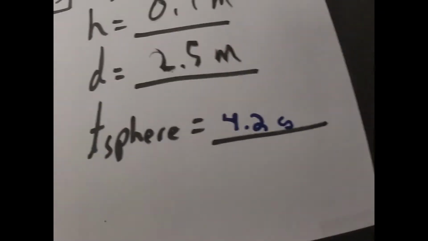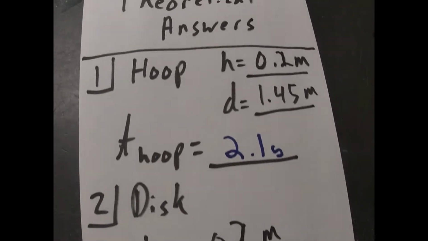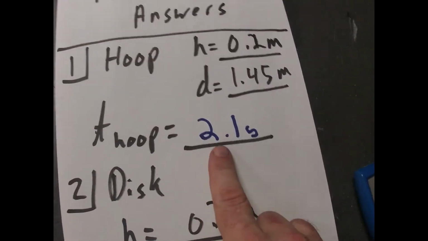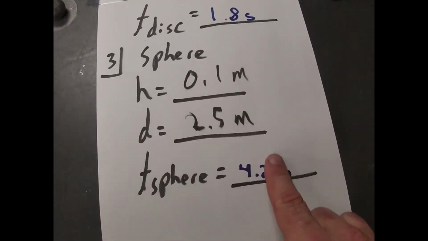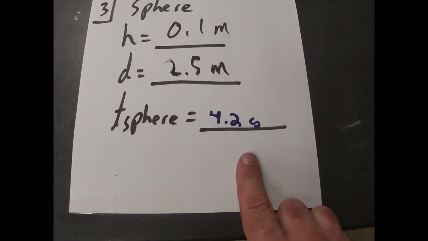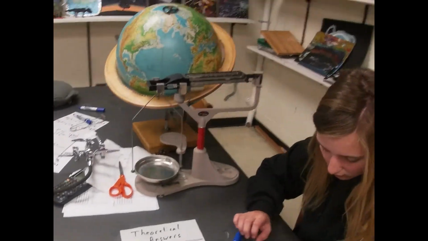Now here are our answers. We think it's going to take 2.1 seconds for the hoop, 1.8 seconds for the disc, and 4.2 seconds for the sphere. Of course, you physics students will have noticed that we didn't say anything at all about our final velocity. You should include the final velocity of each one of those, because you had to know the final velocity to find the time that it took, didn't you?